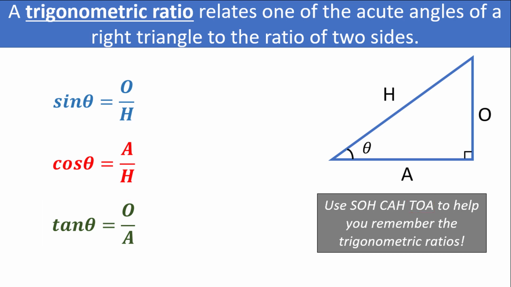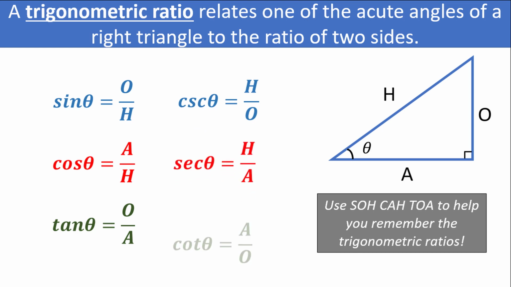Now, these are the three primary trigonometric ratios, but there are three additional trigonometric ratios that are based on these three ratios, which are what we call the reciprocal trig functions. We have cosecant, which is the reciprocal of sine, secant, which is the reciprocal of cosine, and cotangent, which is the reciprocal of tangent. By reciprocal, I just mean that the ratios are flipped.